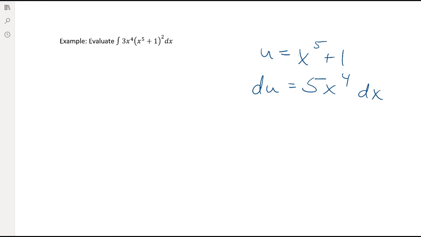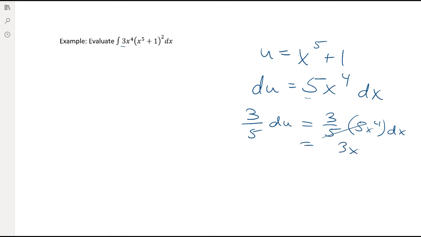So the question becomes, what do I multiply 5 by to turn it into 3? Well, what was the trick I showed you in the previous question? You take 3 and you divide it by 5, and that is what I call the corrective constant multiple. So 3/5 du is going to equal 3/5 times 5x to the 4th dx. Well, what is 3/5 times 5x to the 4th? The 5's cancel, and we're left with 3x to the 4th dx, which is precisely what we want. So 3/5 du is the substitution that we're going to perform here.